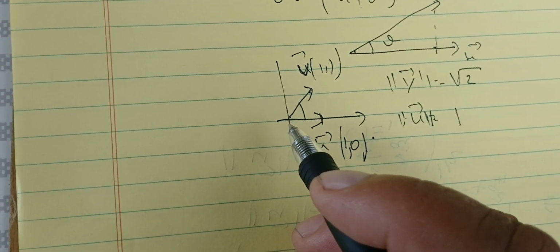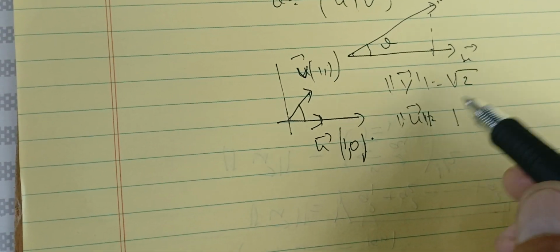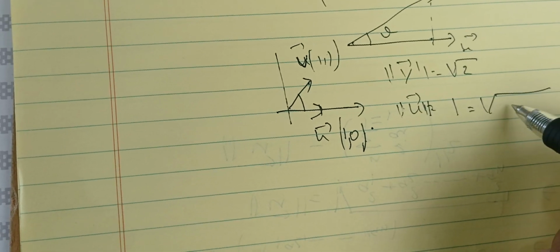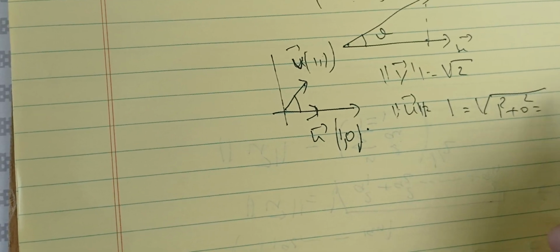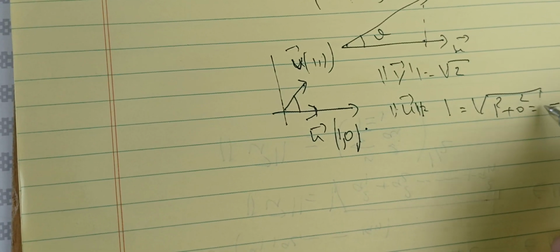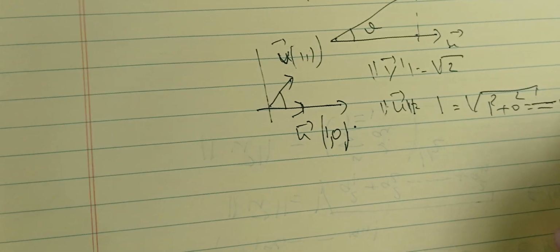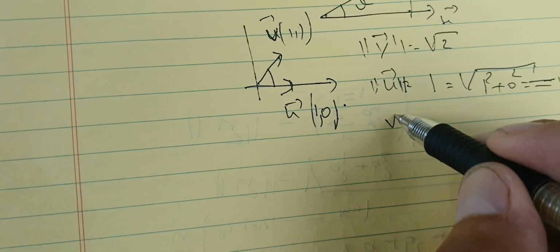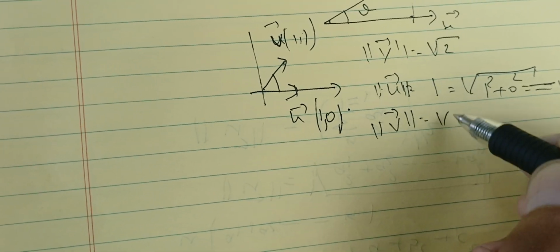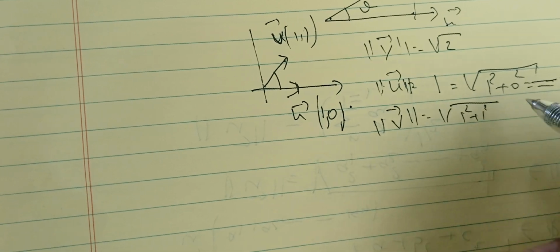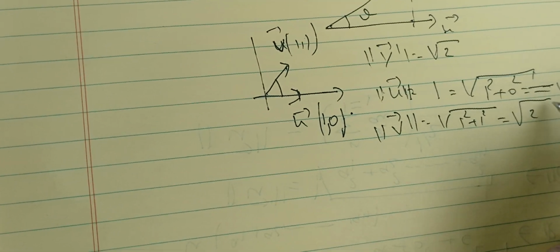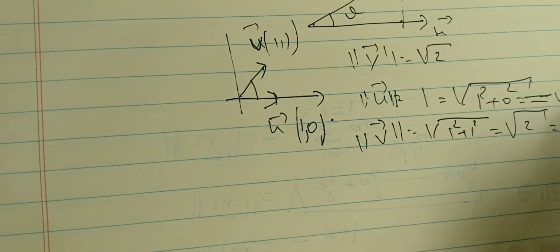Why? Because the norm of u is the square root of 1 squared plus 0 squared, which is just the square root of 1, which is 1. And for v, the norm of v is the square root of 1 squared plus 1 squared, which is 1 plus 1, which is 2. Therefore, we have the square root of 2.